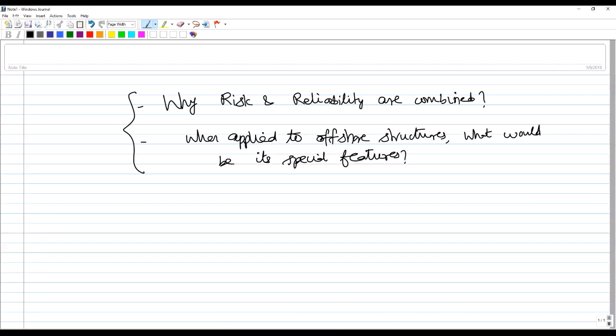Many participants who are registering for this course, who have undergone about 7 weeks of lectures, who also attempted to submit the tutorials, will be curious to know how risk and reliability will be combined and what would be its application when it comes to offshore structures. To answer this question, let us ask a fundamental question to ourselves. What is actually reliability?